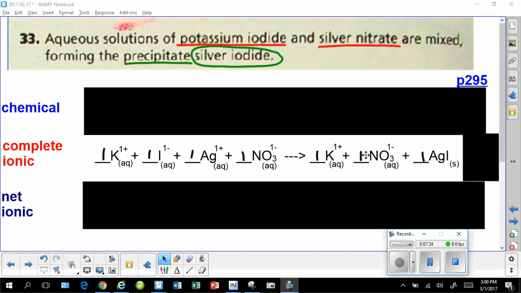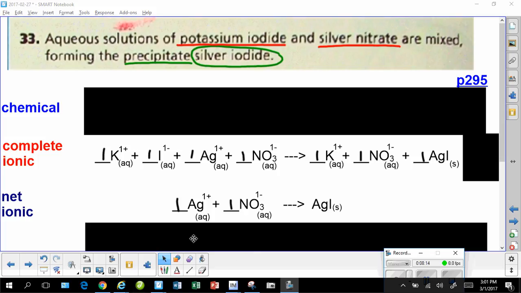Once this reaction takes place, and by the way, it won't take place unless this happens, the silver and the iodine must combine in such a way that they will not dissolve in water. That's what we call a solid. And that's what we did in class last week when I did the demonstration of silver with another halogen. In that case, it was chloride. We had silver chloride as our precipitate, or solid.